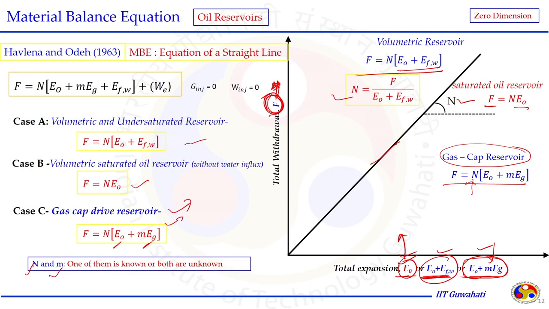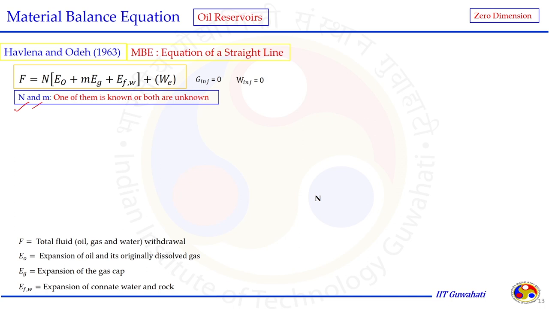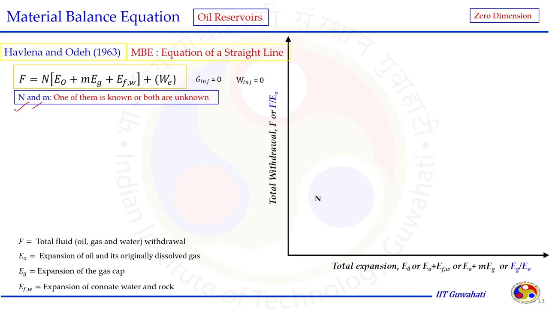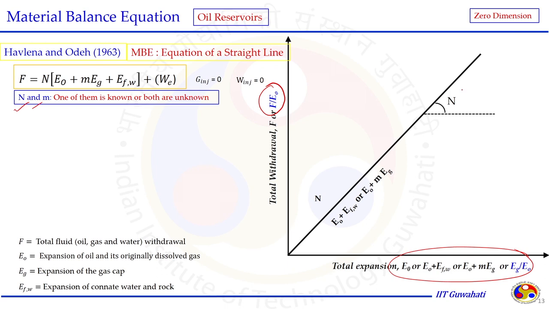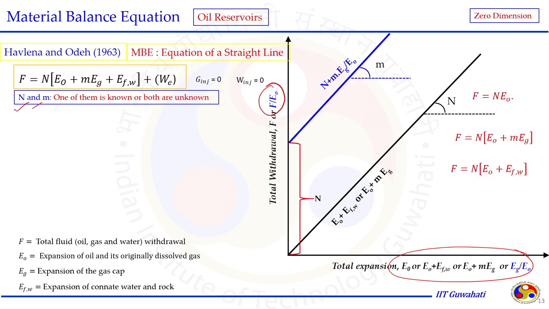So if one of N and M is known or both are unknown, we can calculate them by adjusting the parameters on the y-axis and x-axis. And that resultant straight line should give us the N for different cases. Similarly, in the case of the gas cap reservoir, the intercept is going to give us the value of N and the slope is going to give us the value of M.